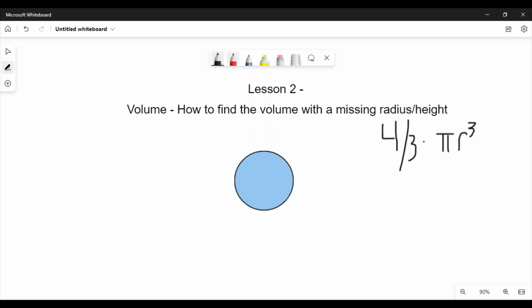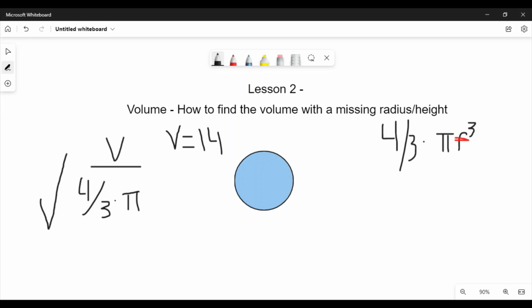Okay, so the final one we have is the sphere. So for the sphere, it's really easy because you just don't have the radius, which is the only thing you need. So since you don't have the radius, you cross that out right away. And this is how you would set it up. Before anything, the V equals 14. So the V divided by 4 divided by 3 times pi, and you need the cube root of that.